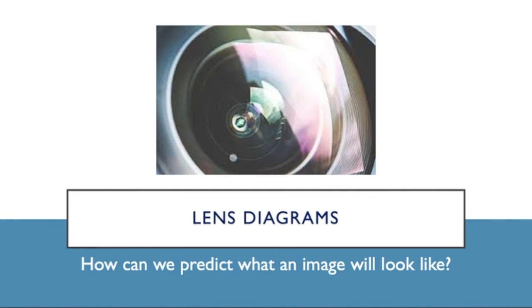Okay, so that's been the lesson on lens diagrams, and we asked at the beginning, how can we predict what an image will look like? Well, we can predict what an image will look like if we know how to draw ray diagrams through lenses. And hopefully through this lesson, you've got a bit of an idea about how you can do that.